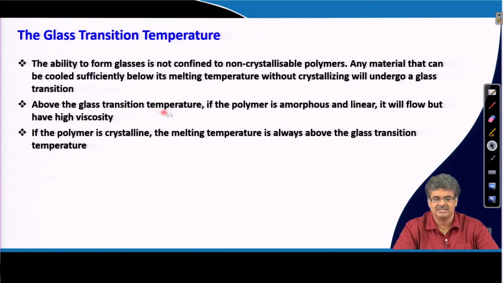Above the glass transition temperature, if the polymer is amorphous and linear, it will flow, but have a high viscosity. But if a polymer is crystalline, meaning partly crystalline, then the melting temperature is always above the glass transition temperature of that particular polymer. So, if we have a semi-crystalline polymer, I have a Tg which is lower than the Tm, and my upper surface temperature would be the Tm in this particular case.